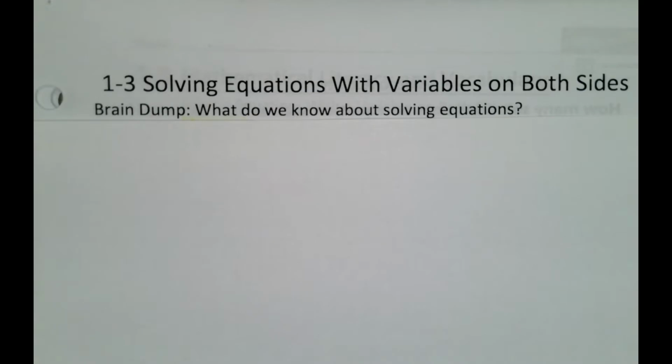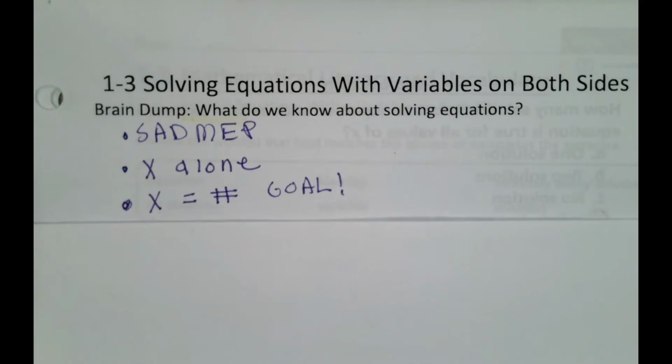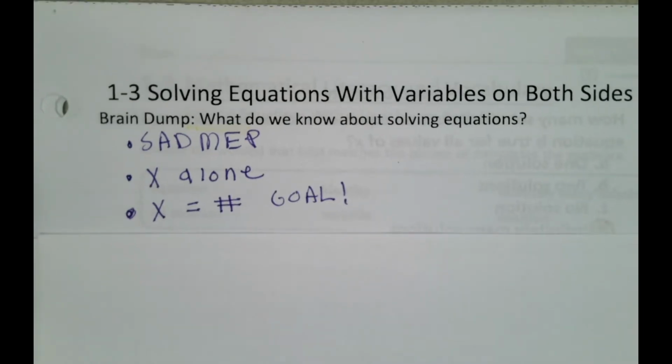So brain dump, what do we know about solving equations? Well, the things that we know are SADMEP, which means PEMDAS backwards. We're going to subtract or add first, then divide or multiply, then do exponents or parentheses as needed. We also know we want to get x all alone by himself. And then finally, our goal is x equals some number or constant. That is our goal. That's why I have an exclamation point right there.